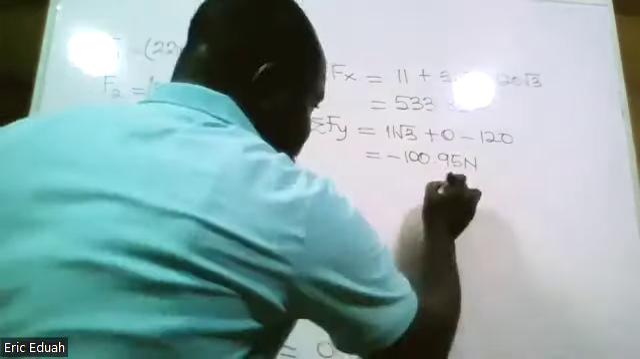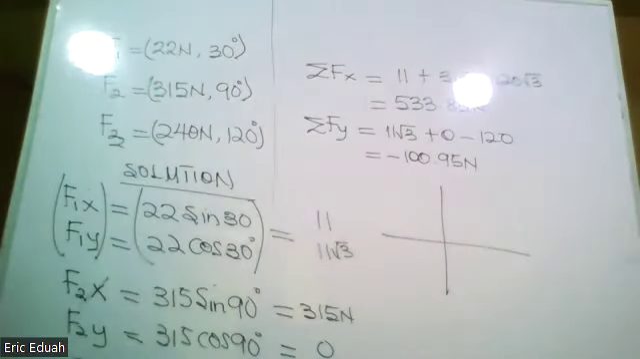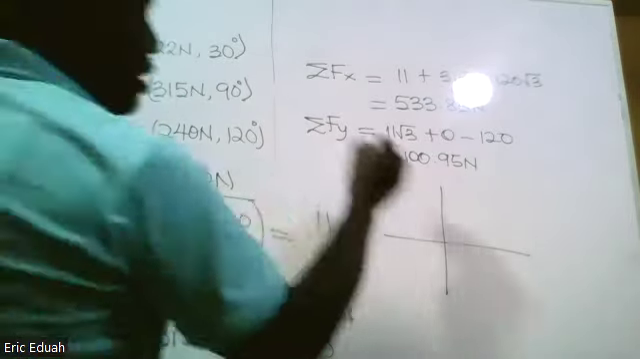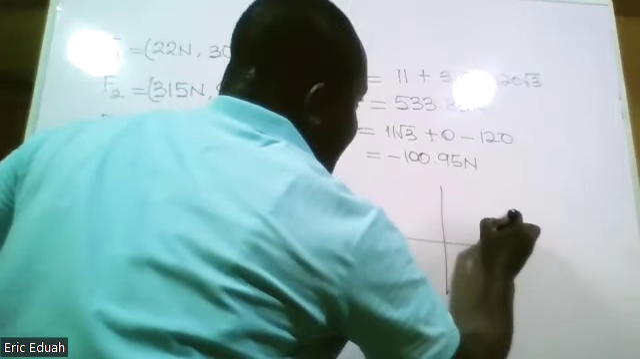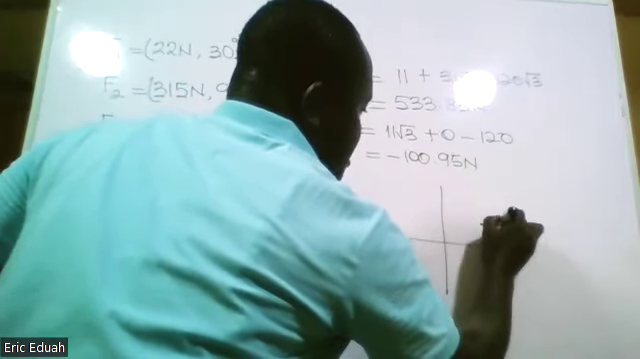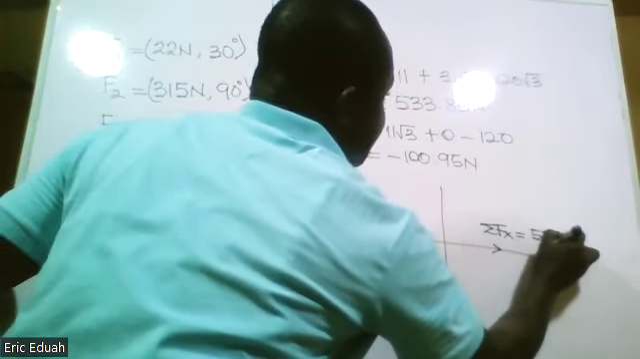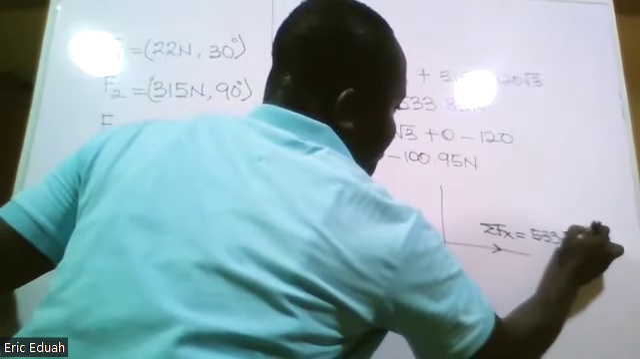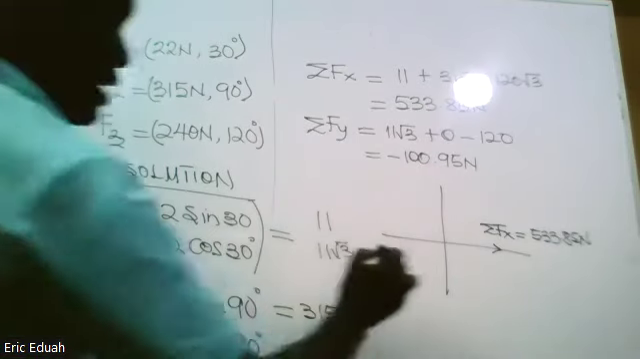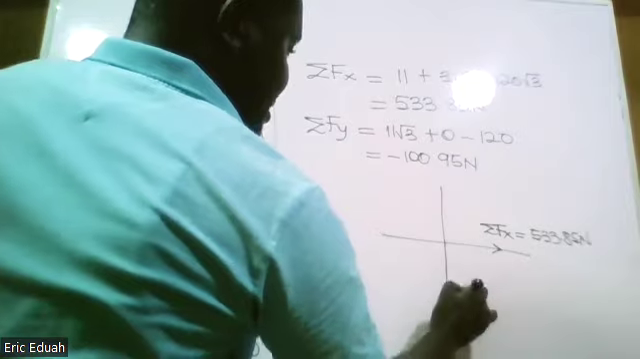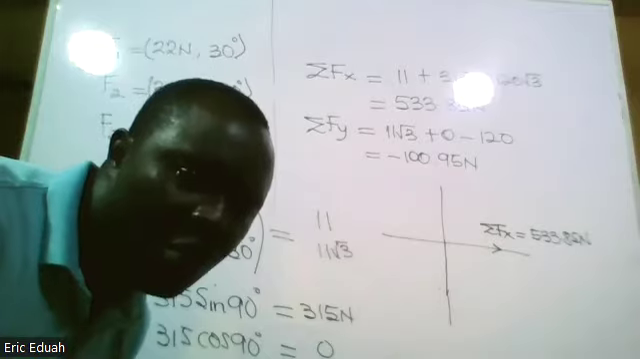Draw your vertical axis and horizontal axis. Summation f of x is positive, meaning summation f of x will be along the positive x-axis, and this is 533.85. Then summation f of y is negative.